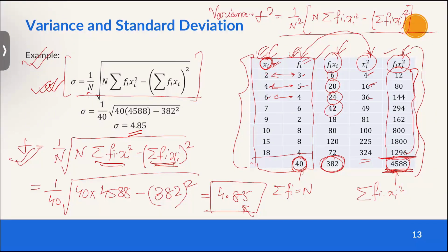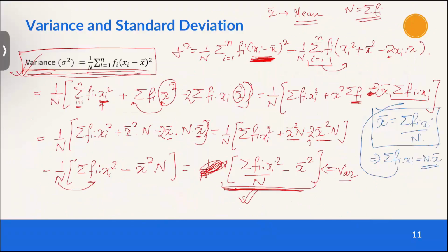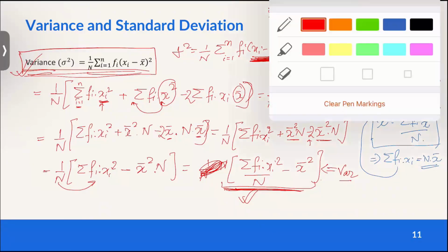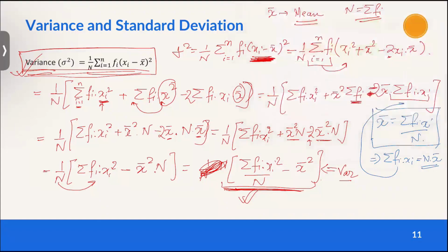And how did we get this? We can just take a revision. So we had the formula for variance. I'll take another color for more clarity. So we had this formula for variance. It is the mean of the squared deviations from the mean. The mean of the squared deviation from the mean.